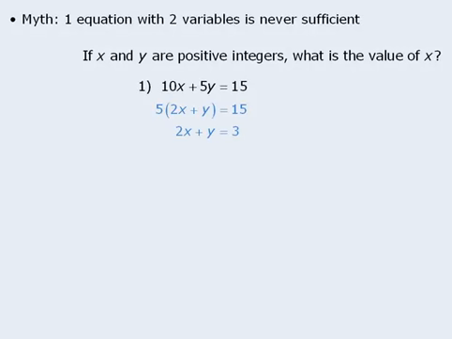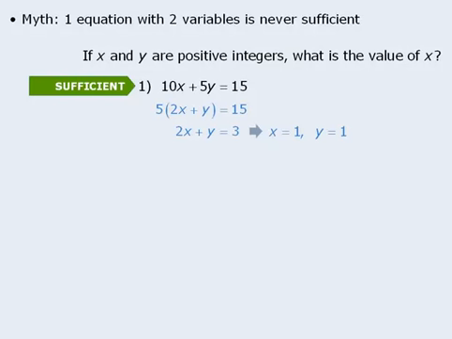Now, under most circumstances, there would be an infinite number of solutions to this equation. However, we need to remember that the question tells us that x and y are positive integers. If x and y must be positive integers, then there is only one solution to this equation. It must be the case that x and y both equal 1. So statement 1 is sufficient. In this case, the condition that x and y are positive integers made this statement sufficient.